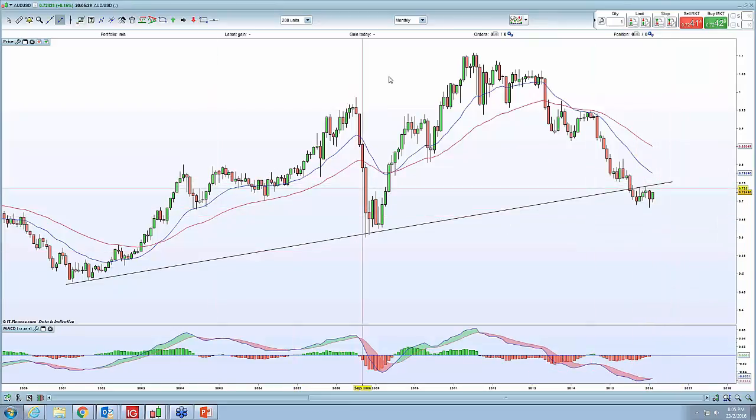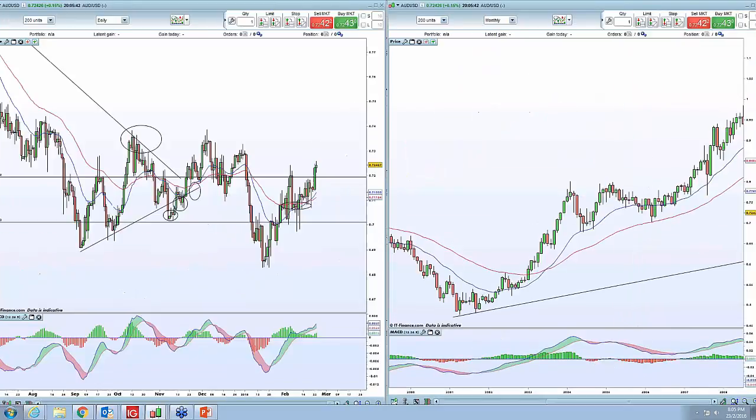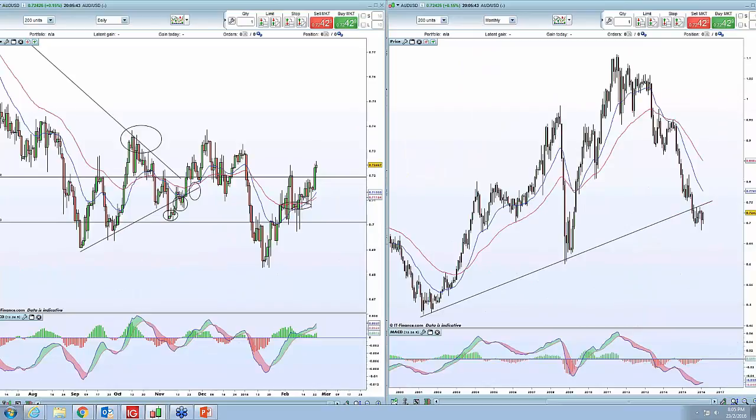But if you look at this chart, the support trend line is broken down. Key level to watch out for is the previous resistance of 74 cents. We're just consolidating. Does that answer your question, Agnes? And I'll cover the last one, Kiwi dollar.